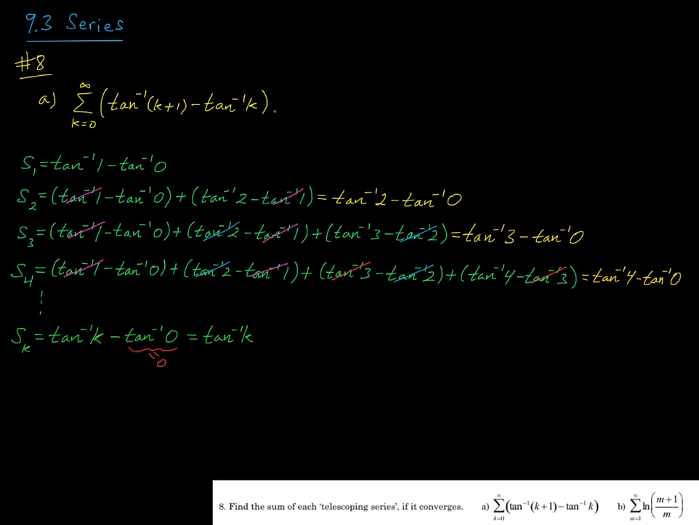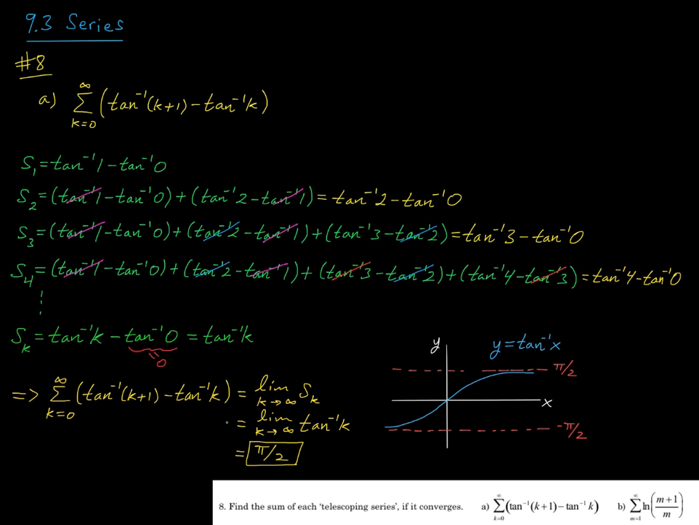So now to compute the value of this series, we're going to take the limit of the kth partial sum as we let k approach infinity. And so as we saw back in section 9.1 and 9.2, as we let k approach infinity, the arctangent of k will approach pi over 2. This is a fact from just Calc 1. Looking at the arctangent graph, this has a limiting value of pi over 2. So this is a convergent series, and its sum is equal to pi over 2.